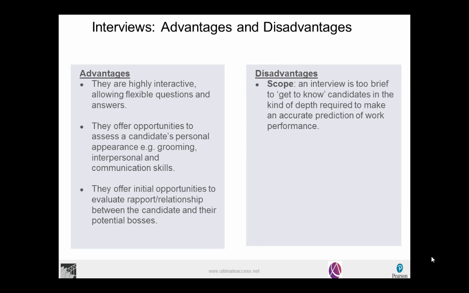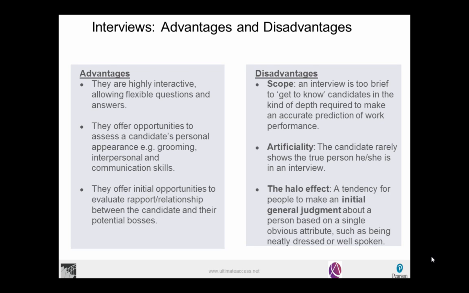First, the scope. An interview is too brief to actually get to know someone. We say that first appearances matter, but at the same time, people do change. So it is very hard to be able to describe someone in the first instance in many cases. Second, artificiality. People pretend, as we said, so they might just come and show someone else and they're not really that person. Third, the halo effect.